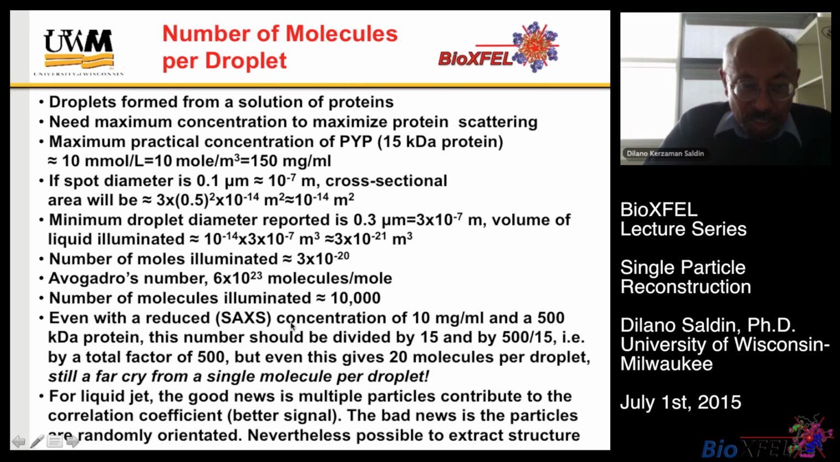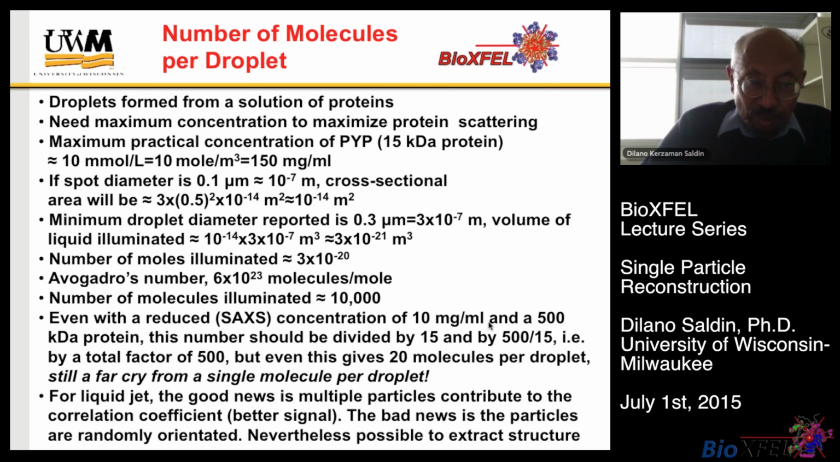And even with a reduced Sachs concentration of 10 milligrams per millimole, which is what's used in Sachs, and a 500 kilodalton protein, this number should be divided by 500 and by 515, which still gives about 20 molecules per droplet. So it's almost impossible to illuminate a single protein by this method with an XFEL. Of course, you can illuminate single viruses.